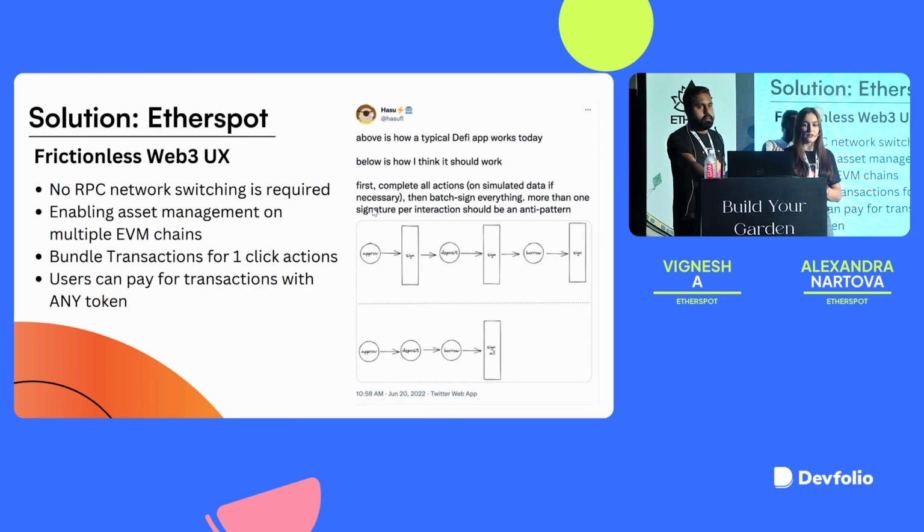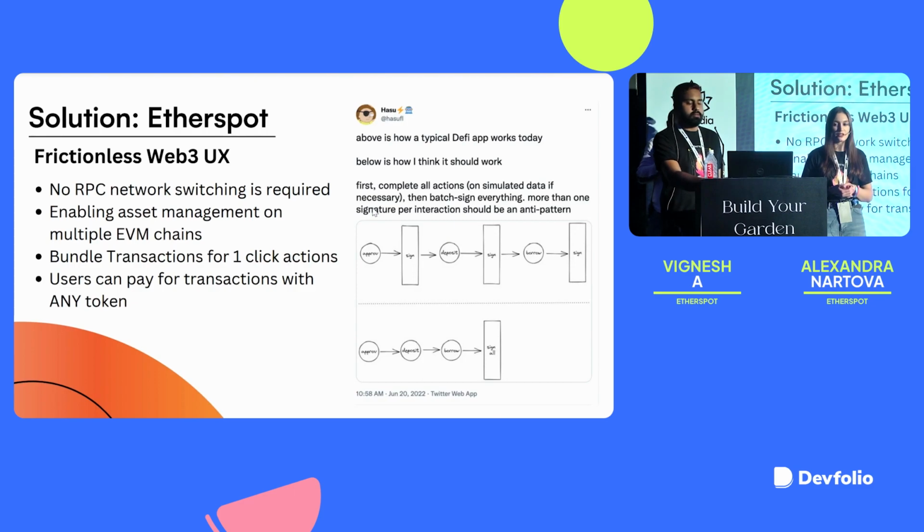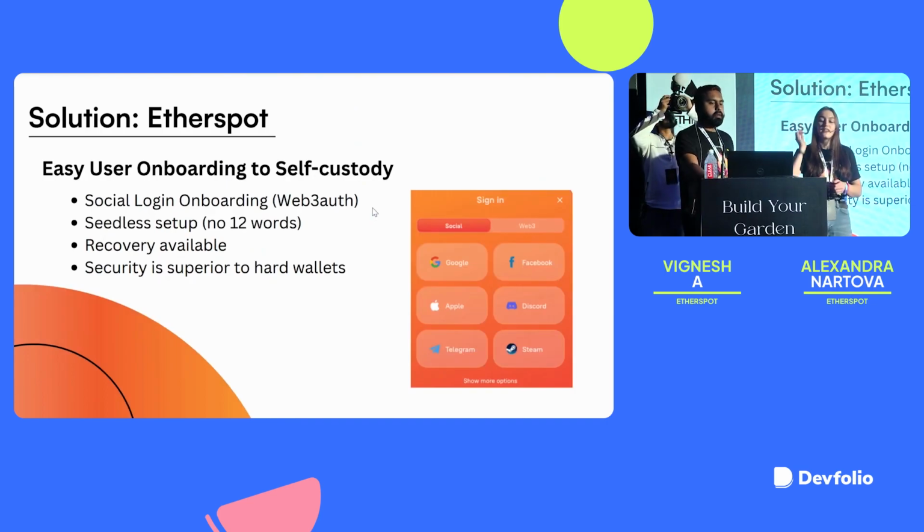And let's look back to my example with cross-chain swaps. Well, I mentioned that users have to get some gas tokens on the destination chain, but with Etherspot it's not needed because users can pay for transactions with any token. It can be a stablecoin or any other token. Next one. All right.